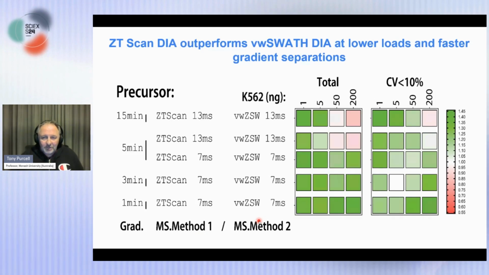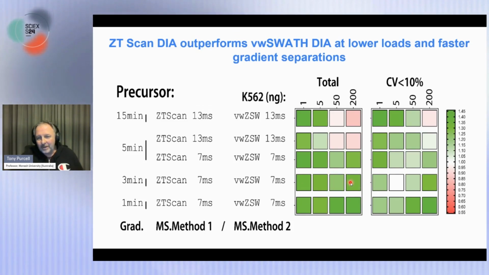And I think what you can really see here perhaps more clearly is that particularly for these fast gradients and relatively low loads of material, we see superiority in both the total number of proteins identified and also the precision of the measurements we're making, with some reverse of this trend at the very high digest loads on column.